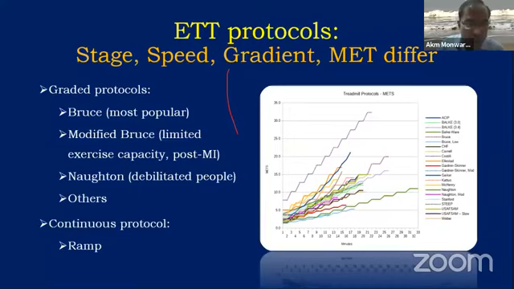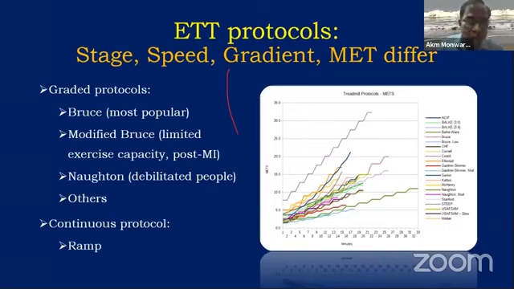One similar soft protocol is the Norton protocol. This is also good for debilitated people, but you should not know everything. Just what you have to know is that you have to know everything for the Bruce protocol and some idea for the modified Bruce protocol. In the currently available machines, you can perform the exercise test following every protocol. There are all options. You can just set up your choice.